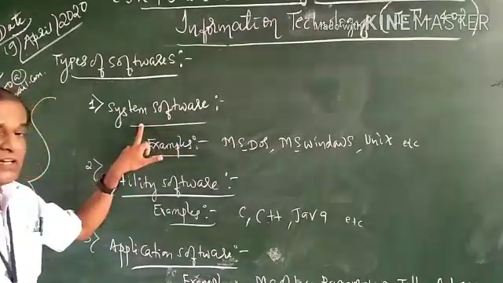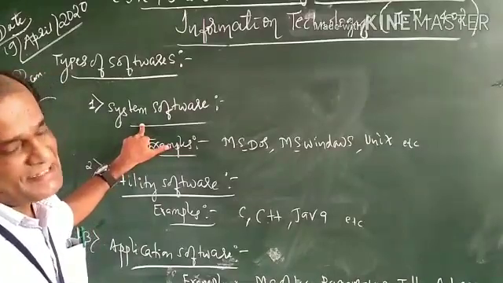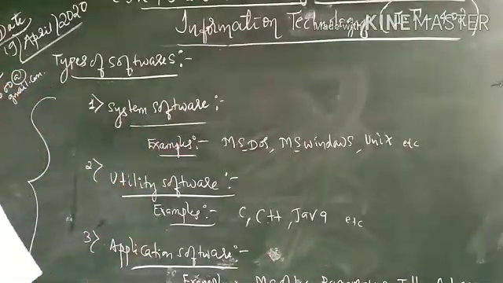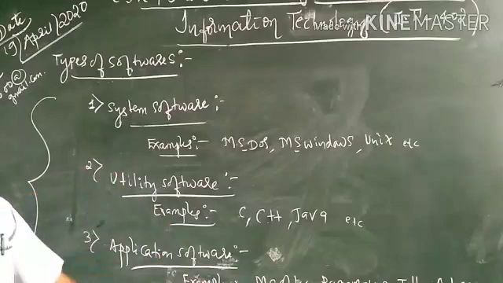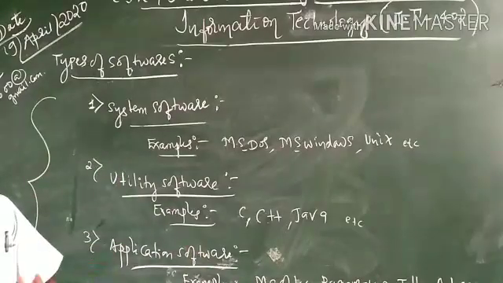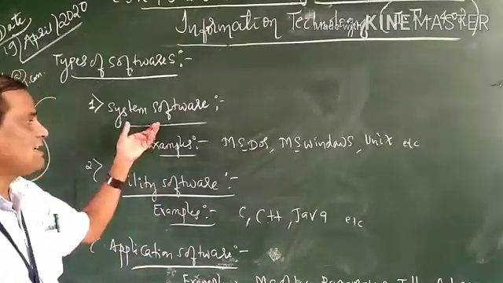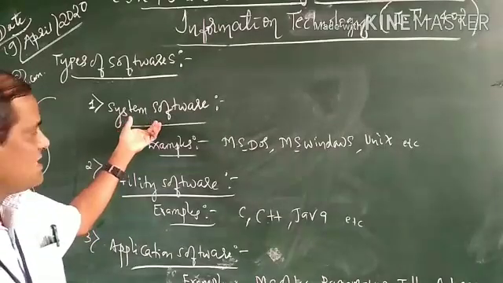System software is also called operating system. Why have we called it operating system? Because it is used to operate the system, to start the system, to work with the system, to interact with the system, to talk with the system. So that's why it is called operating system. We can call it system software as well as operating system. That is the definition. I hope this is clear.